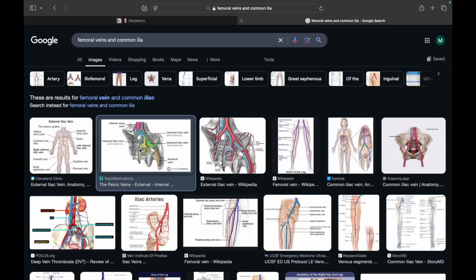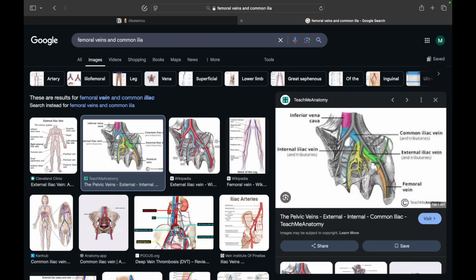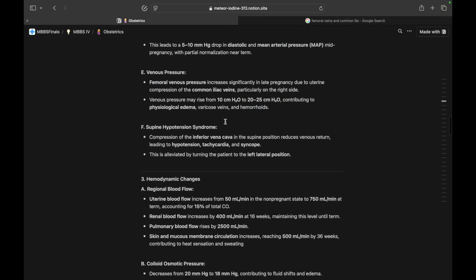So, you can see how there is common iliac and femoral, and here there is uterus. So, uterus is here and pressure over here increases because this is getting blocked. It is very simple. Since it was an anatomy thing, it was much easier to show on the screen.